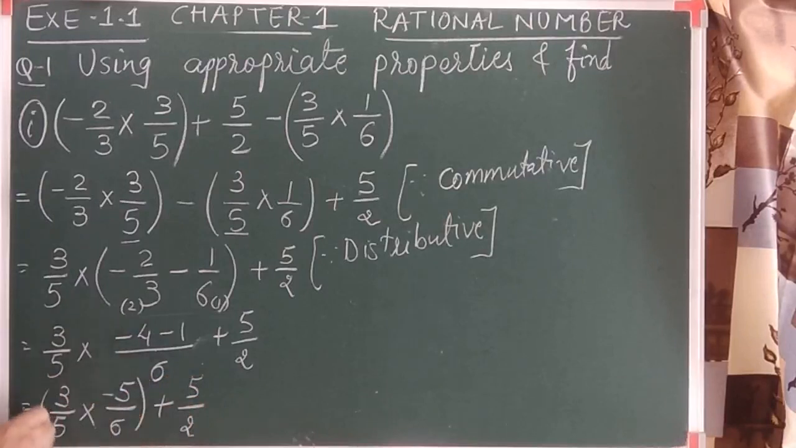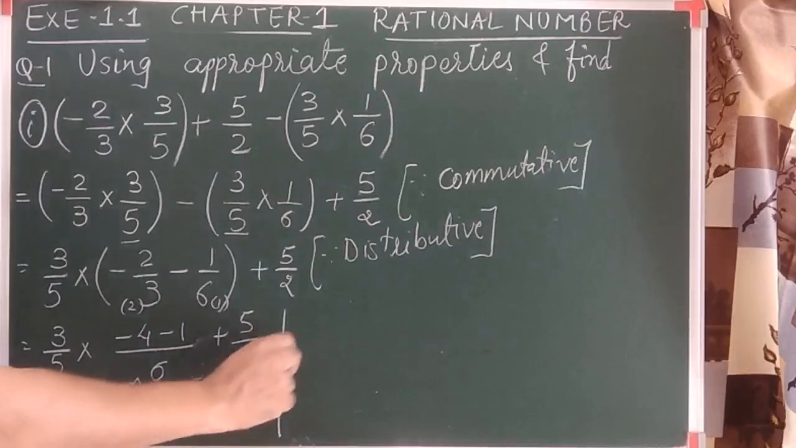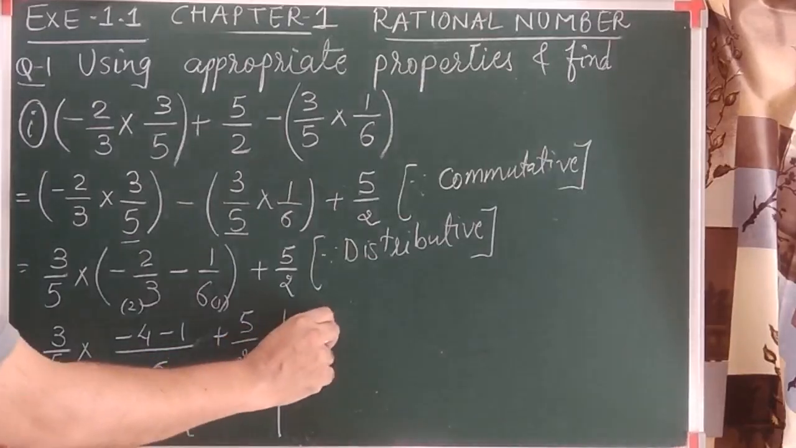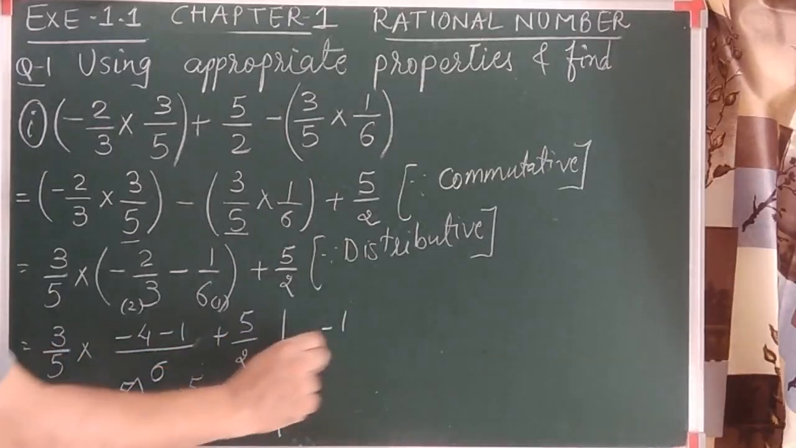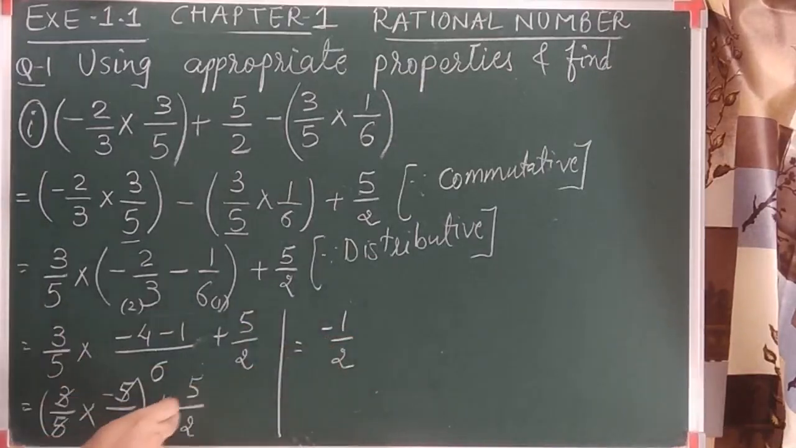As it is one single term, we should simplify. As 5 would be cancelled and 3 goes into 6. So let us see what remains here. It remains 1 in the numerator, but as it is minus, so minus 1, and it remains 2 in the denominator, plus 5 by 2.